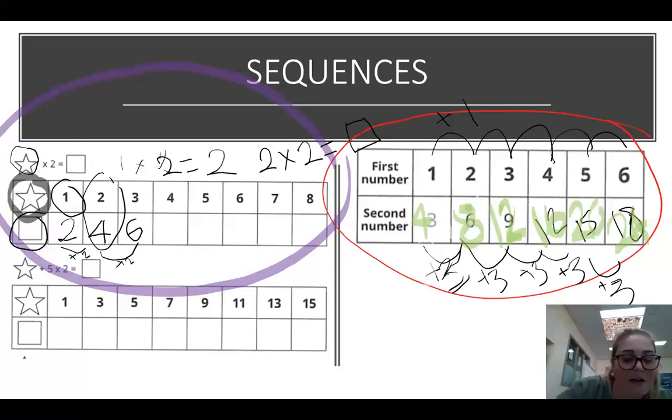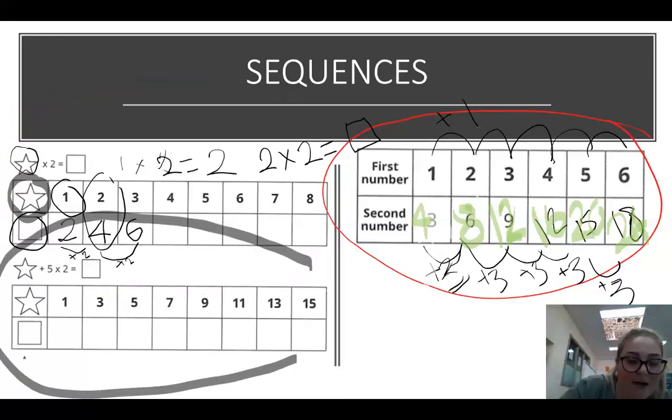Let's have a look at the one down the bottom, the one that I've circled here in black. We have star plus 5 times 2 equals square. What do I have to do first? Do I do the plussing or do I do the timesing? If you have said timesing, you are correct because we do BODMAS and timesing comes first before plussing. So I need to do the timesing part here first before I do the plussing.